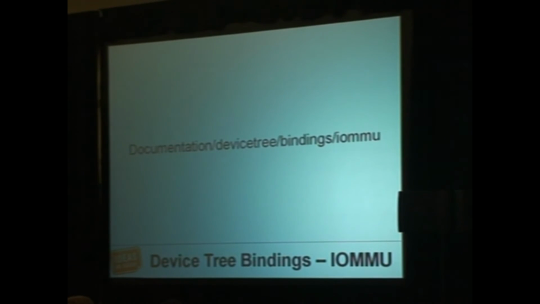IOMMU bindings: we have a couple of IOMMUs that have DT bindings, but there's nothing that's common, and more importantly, there's no common binding that can be used to specify the mapping between one device and the IOMMU it uses. So that's something that I plan to start working on shortly. I need it. It shouldn't be that difficult, but at the moment there's no standard DT bindings for that.